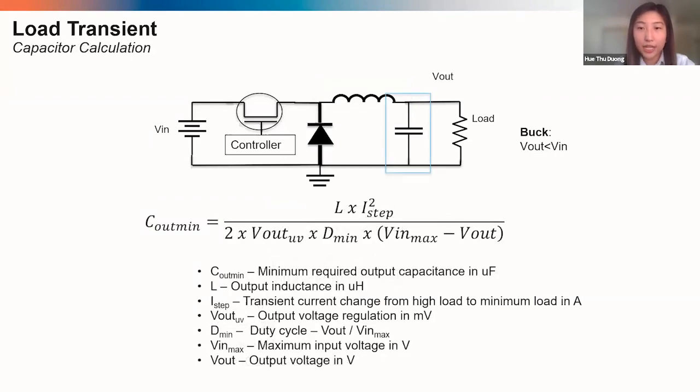And so now we can use this formula to calculate the capacitance needed on the output, which is the output inductance times the transient current change squared, all of that divided by 2 times the output voltage regulation times the duty cycle times the difference of the maximum input voltage and the output voltage.